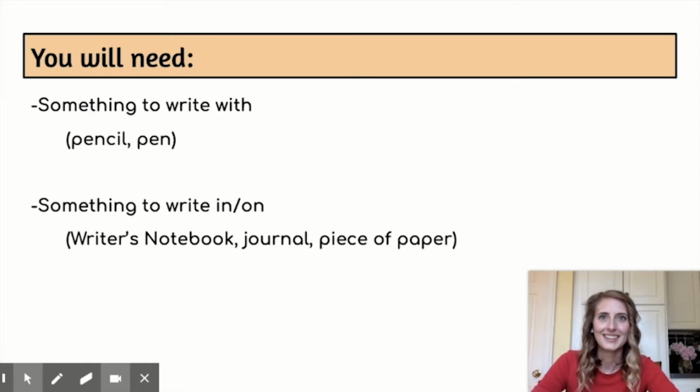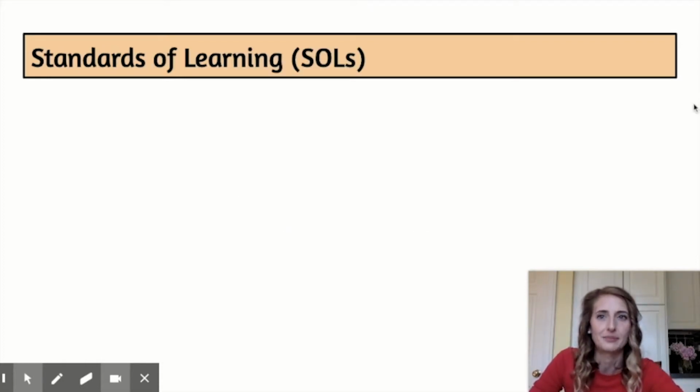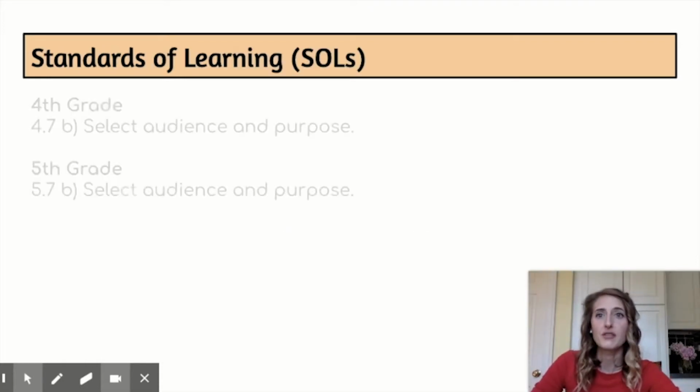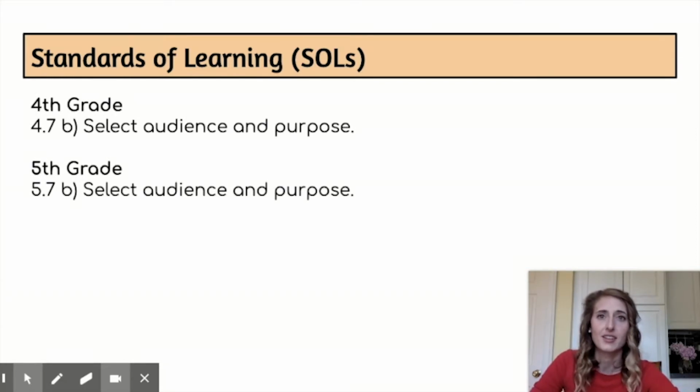Are you back? Great job. So you've got your thing to write with and thing to write on. Excellent. Now you can take some deep breaths while I tell you the standards of learning we'll be focusing on today. 4th and 5th graders have the same standard. Select audience and purpose for writing.